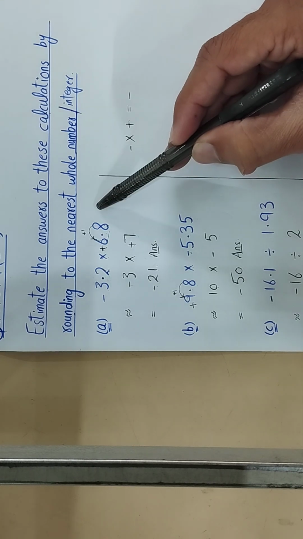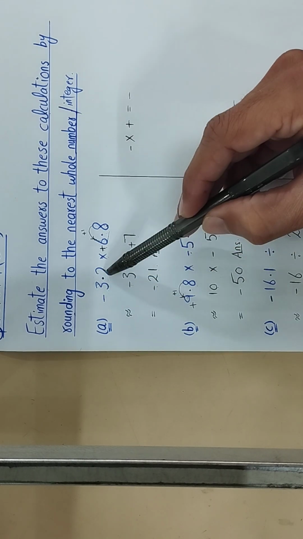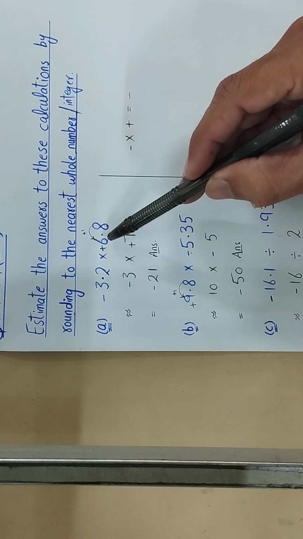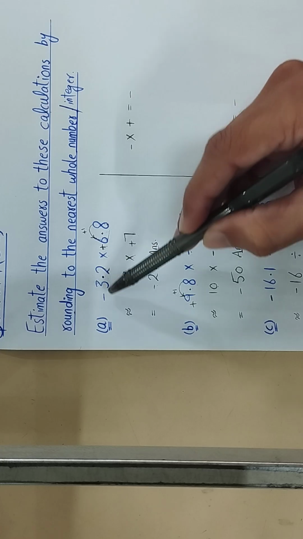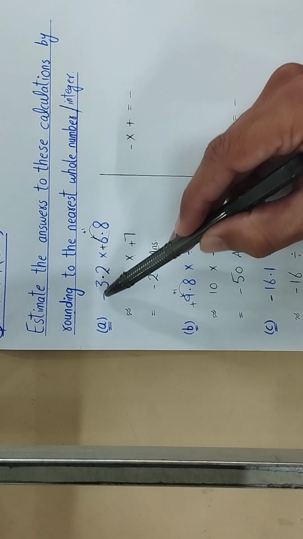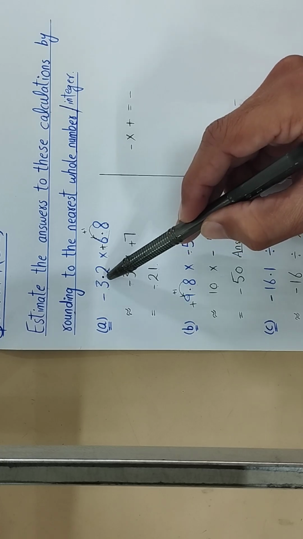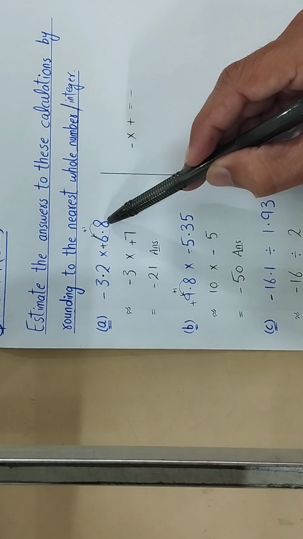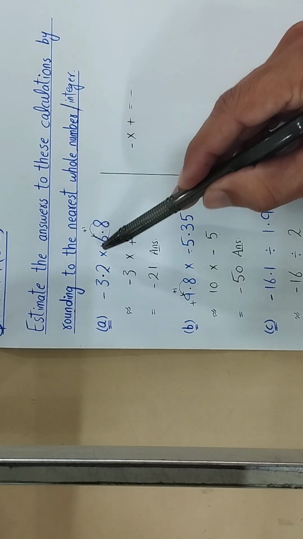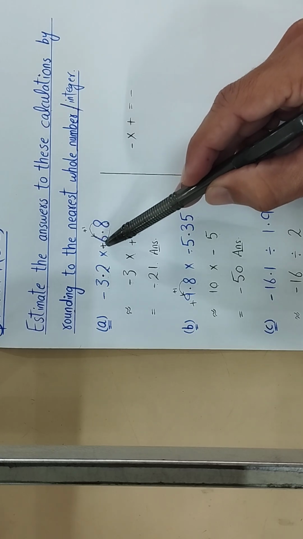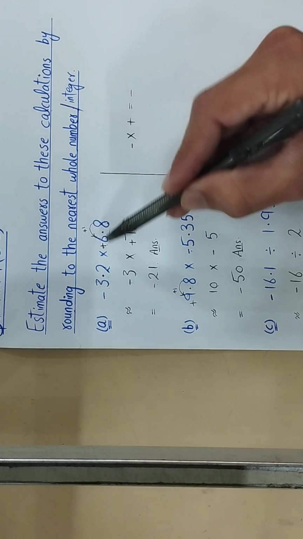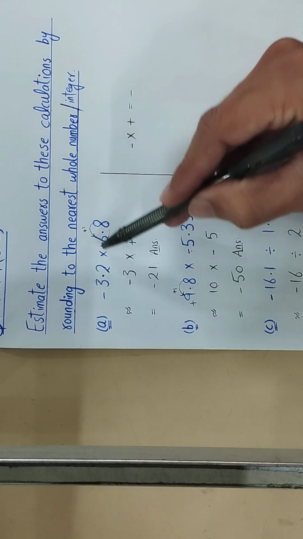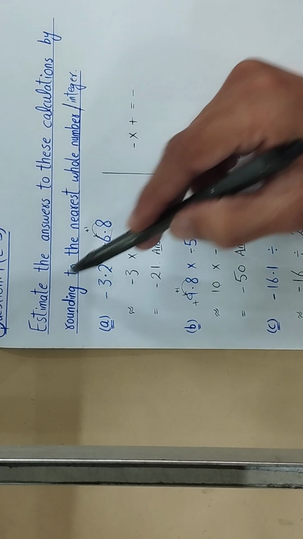Like this. The first part is minus 3.2 multiply by 6.8. So this one is a decimal number and minus is written with it. It means it is a negative decimal number. 6.8, it is a decimal number. Plus is written with it. Since there is no sign with it, we can write a plus sign here. So this one is a positive decimal number and we are going to multiply these two decimal numbers.